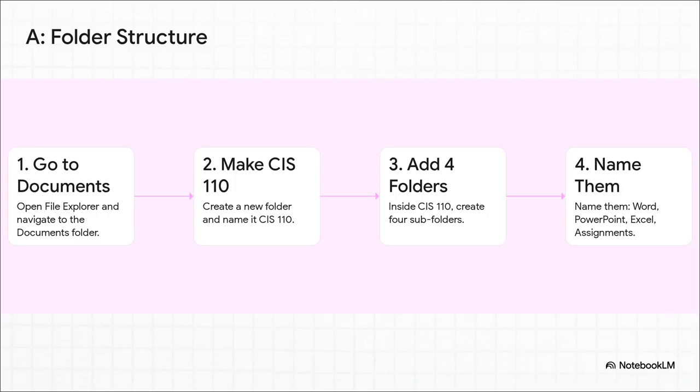So pop open your File Explorer and head straight to your Documents. Right there, in Documents, create a new folder and name it CIS 110. Easy enough, right? Then, just open that brand new folder and create the 4 subfolders inside it: Word, PowerPoint, Excel, and Assignments. Getting this foundation perfect is your first big step to full credit.